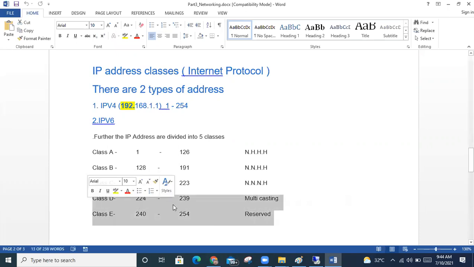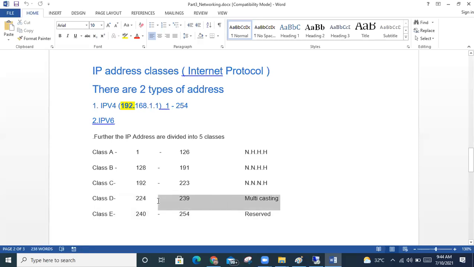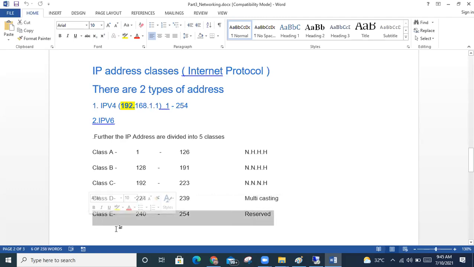Classes are reserved for different things. Class D is used for multicasting. For example, if you are watching a cricket match, this series of IP addresses is used for live streaming, because they allocate dedicated bandwidth here. Class E is used for security, like militaries and government bodies. They use this series of IP addresses because tracing and hacking is minimal, and they have more security for these IP addresses. Clear?